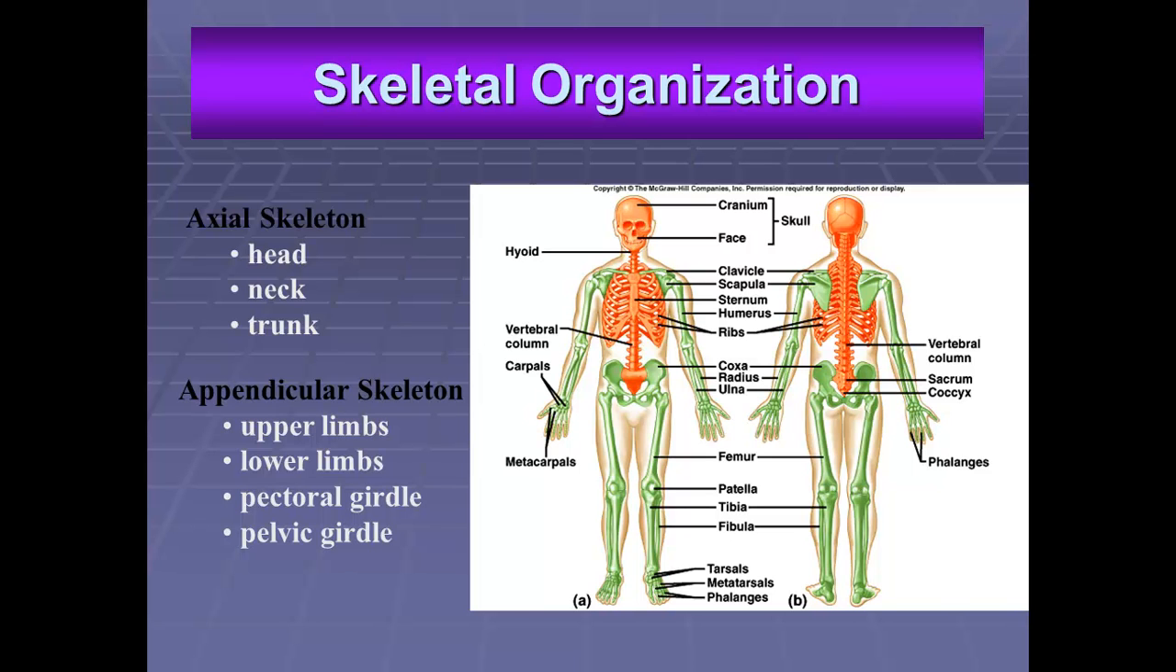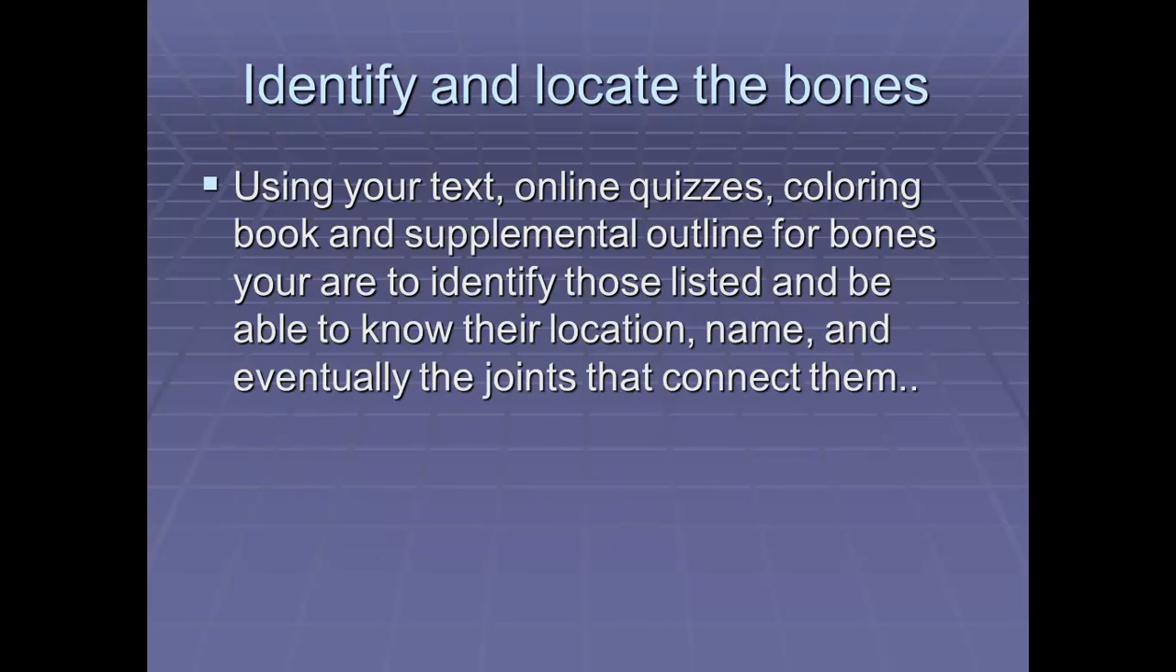When we look at the skeletal organization, it's actually divided into an axial and appendicular skeleton. The axial skeleton includes the head, the neck, and the trunk, as you can see in the orange. And the appendicular skeleton includes the upper limbs, the lower limbs, the pectoral girdle, and the pelvic girdle. The pectoral girdle is like your shoulder. It's your shoulder girdle, they call it.